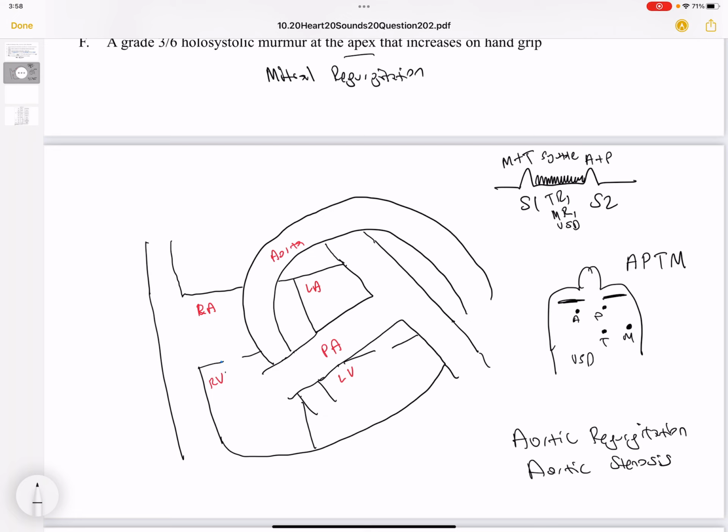Now remember that aortic regurgitation is going to occur during diastole when the aortic valve is closed, and aortic stenosis is going to occur during systole when the aortic valve is open. Because in aortic stenosis there's a narrowing, a stenosis of the valve, when the left ventricle contracts during systole, it is going to cause that murmur.